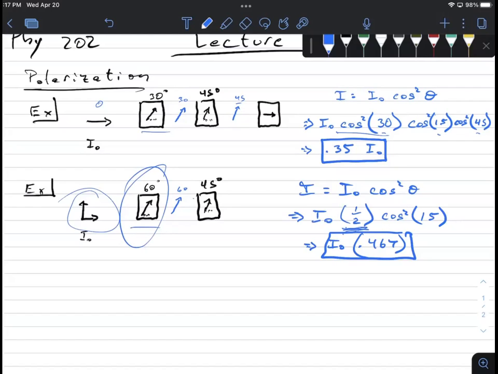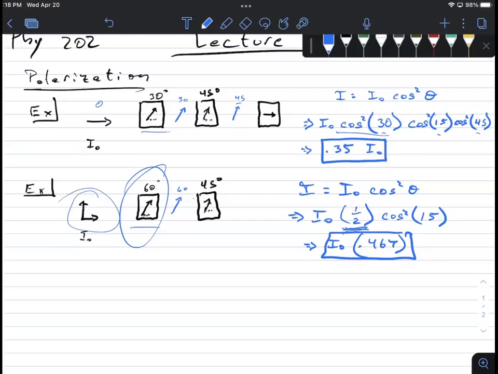But once you've done that, the rest of the problem is just like every other one. Because now you are polarized. Now you're at 60 because you went through a 60-degree filter. And now you're trying to get through a 45-degree filter. So now we have to do the same thing as before. This next filter needs a cosine squared. His angle is the difference. So it's 60 minus 45, which is 15.